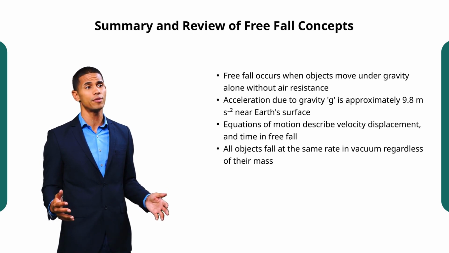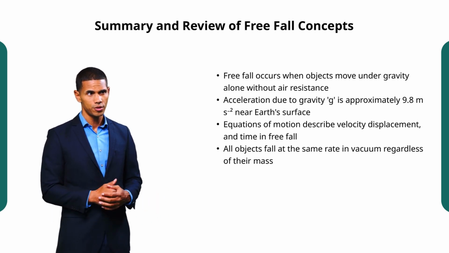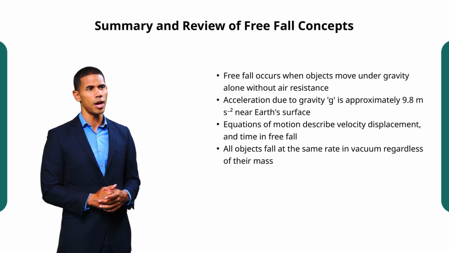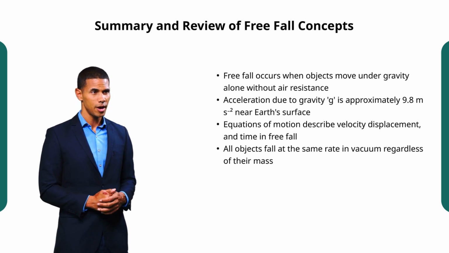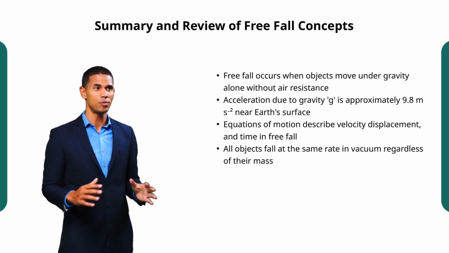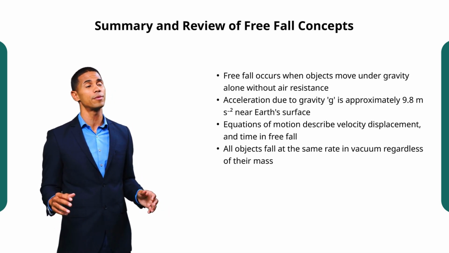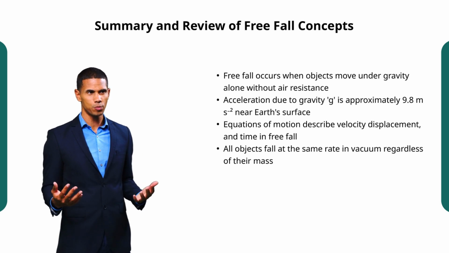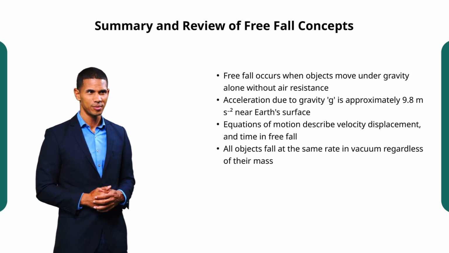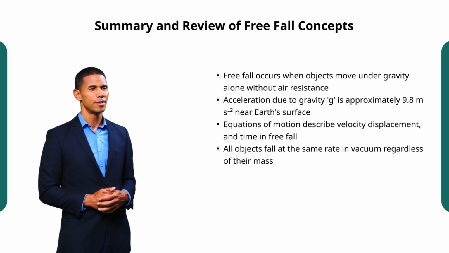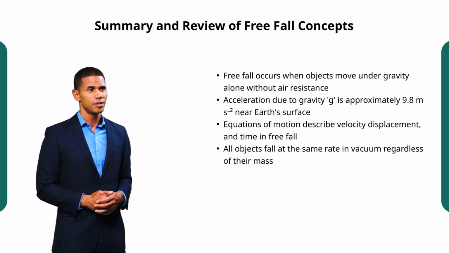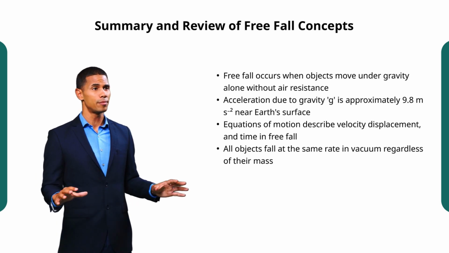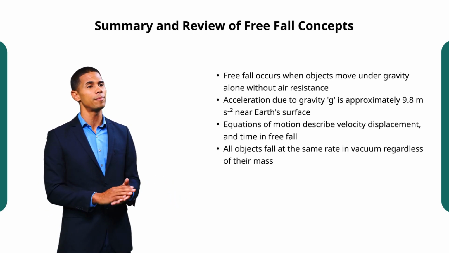Near Earth's surface, g is about 9.8 meters per second squared, meaning the object's velocity increases by this amount every second. Using equations of motion, we can calculate how fast the object is moving or how far it has fallen at any moment. Importantly, in a vacuum, where there's no air resistance, all objects fall at the same speed, no matter their weight or shape. This fascinating fact has changed how we understand motion and paved the way for modern physics.